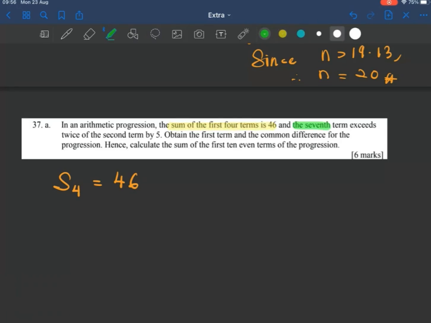The 7th term exceeds twice of the second term by 5. Apa tu? 7th term exceeds twice of the second term by 5. Macam saya cakap tadi, kalau dia ada exceeds ke less ke, dia mesti ada inequalities. Tapi dekat soalan ni, kita tahu dia exceeds by berapa. So dia bukan inequality, dia ialah equal.